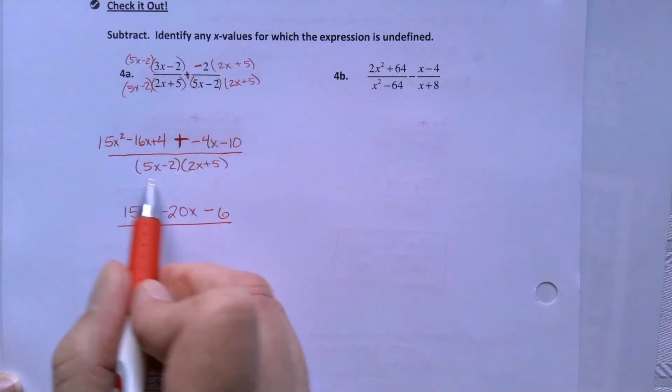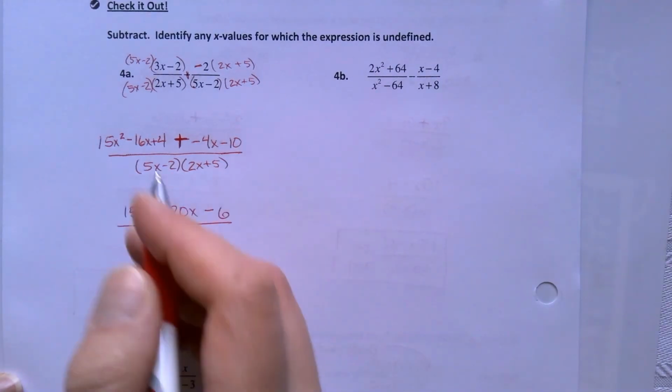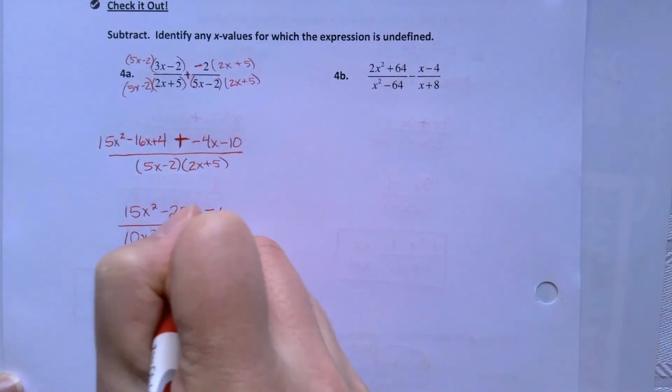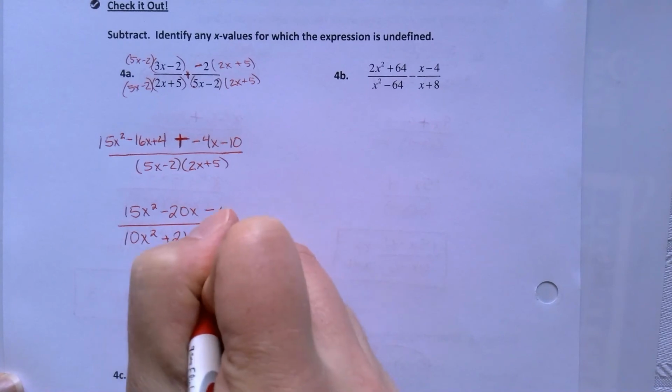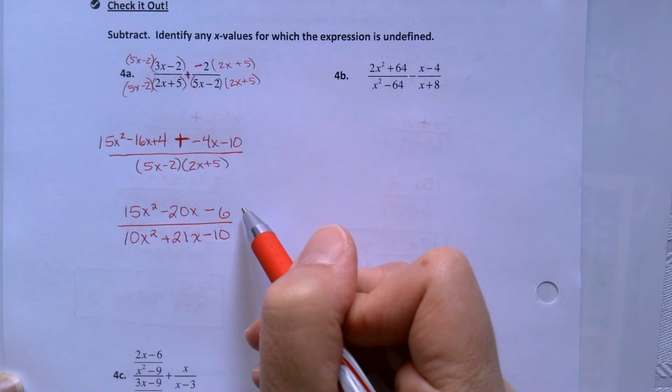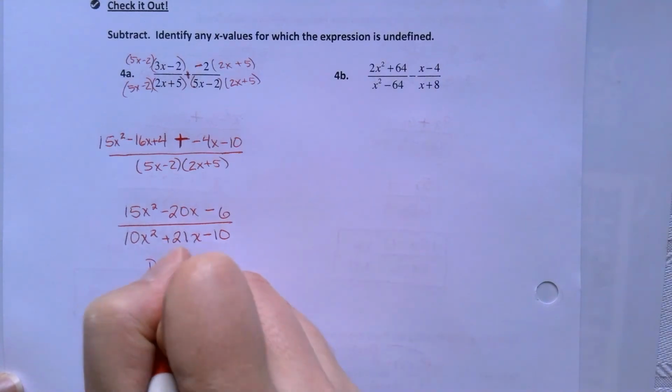I'm going to go ahead and FOIL this denominator, and that ends up being a 10x squared. The outside and inside add up to 21x, and last is my 10. But again, I had to check to see if that factored. All right, let's talk about a domain restriction.